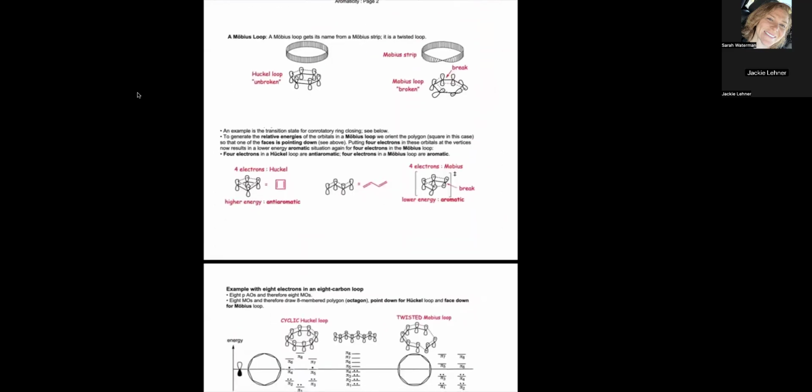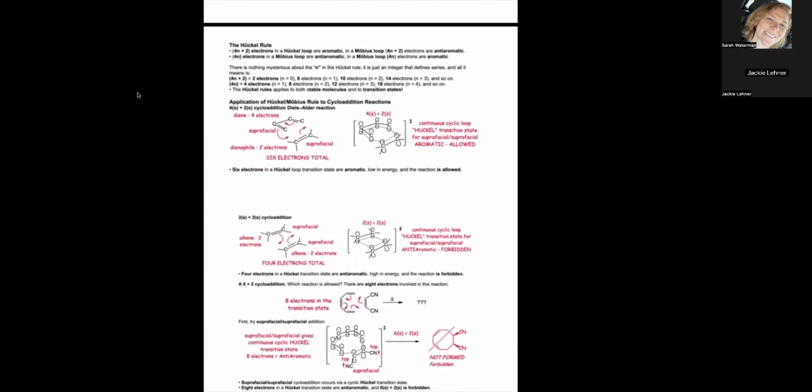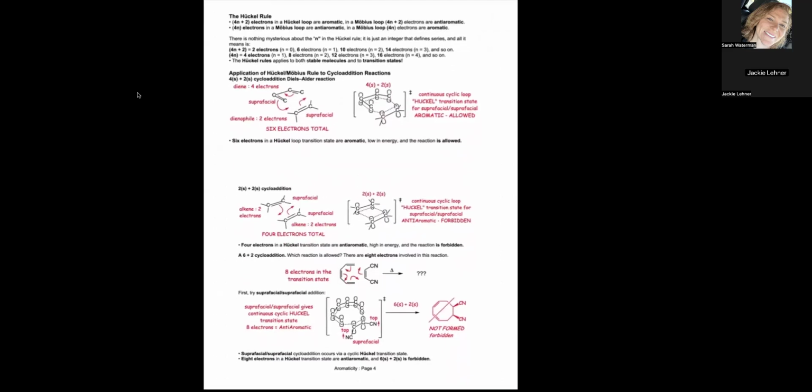Let's see the Huckel. I think it's because I don't really know what suprafacial means. Yeah, no worries. Okay, so this is what you're talking about here, this page? Yeah, page 4. Okay, so what is the part that you were specifically asking about? Do you see in red when she says suprafacial gives continuous cyclic? Yeah. Okay, so can you just explain that whole thing?